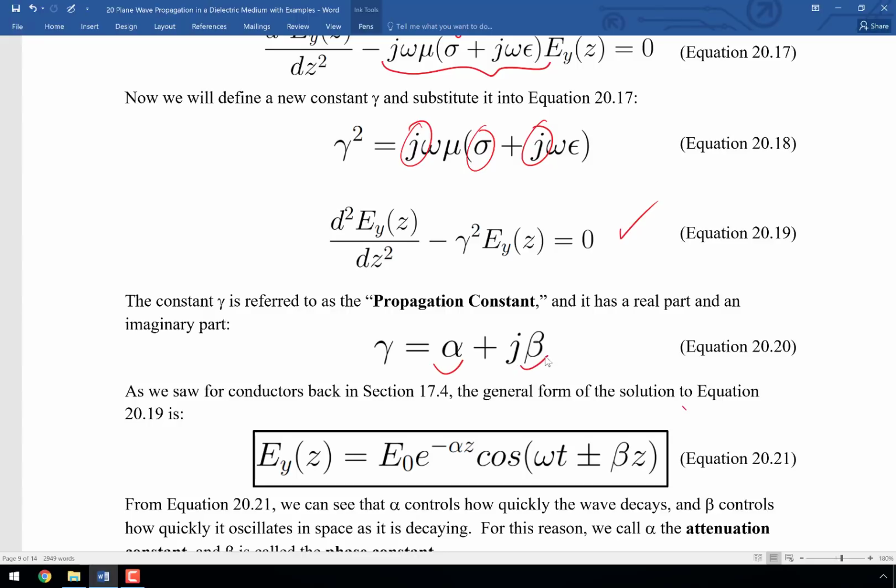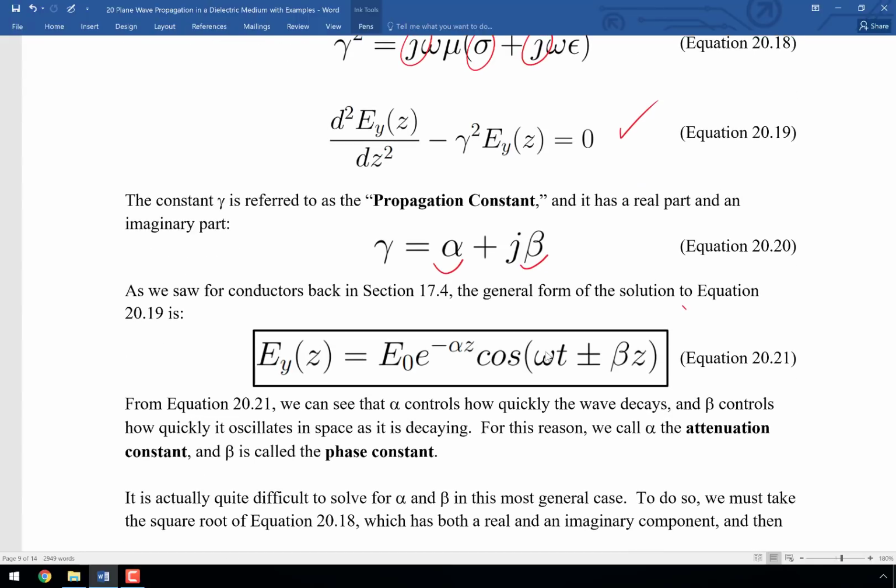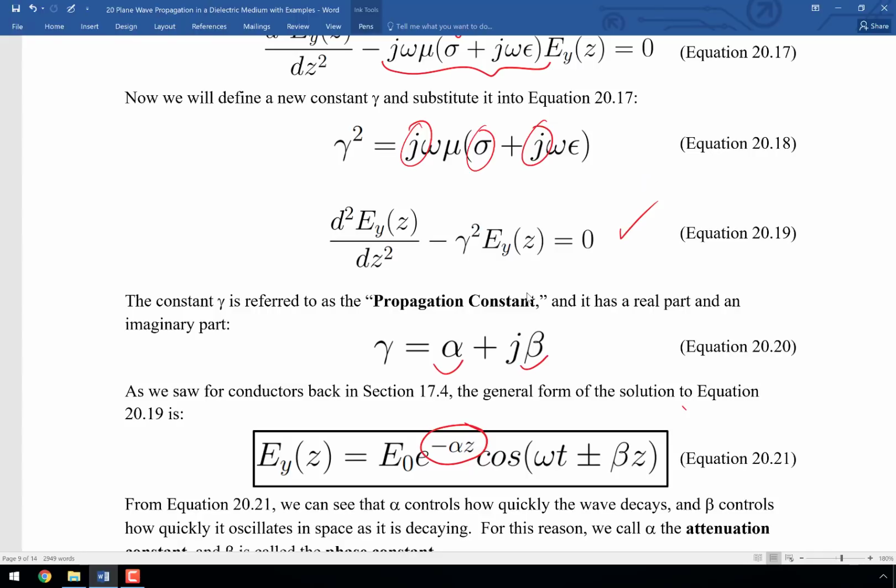So alpha is a description of how quickly the wave decays. You can see that alpha is what appears in the exponent of the exponential, and it's a negative exponential, so it's decaying. Let me scroll back up here where I've got a little bit of free space. If you think about the wave, it's going to be decaying exponentially while it is also oscillating sinusoidally.